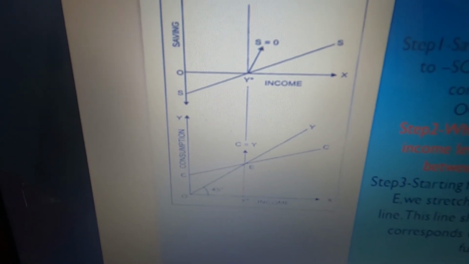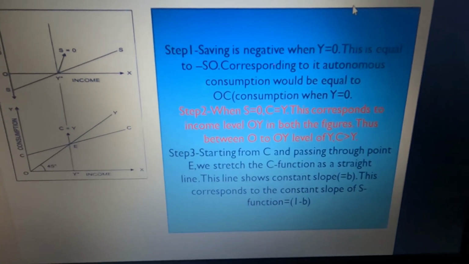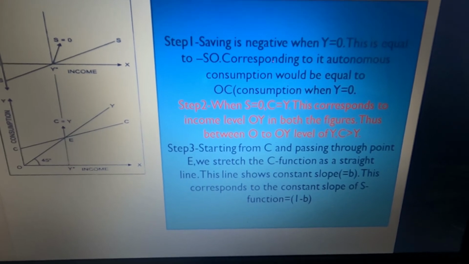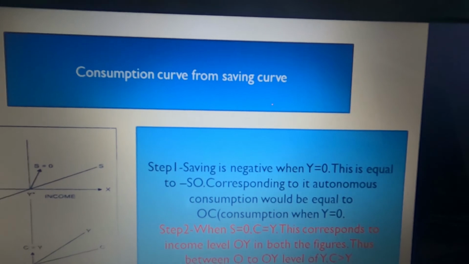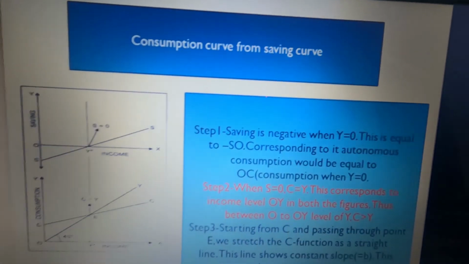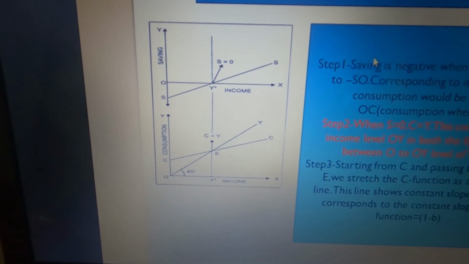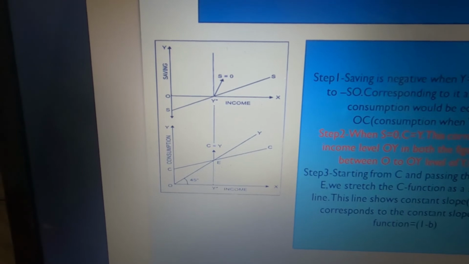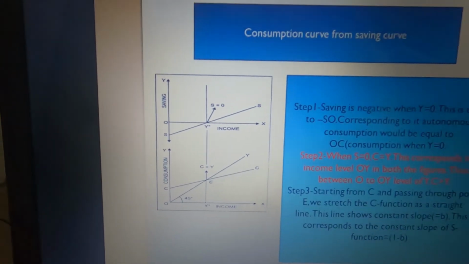MPS, right? So like this, we have 3 steps on the basis of which we can derive the consumption curve from the saving curve. Is that clear? Most of it we have already studied in depth in the consumption function as well as the saving function, right? Okay.